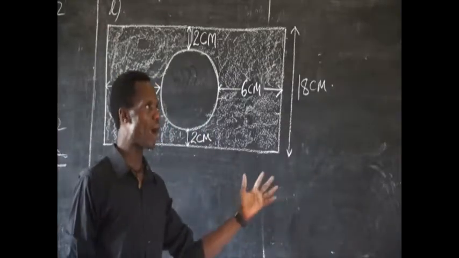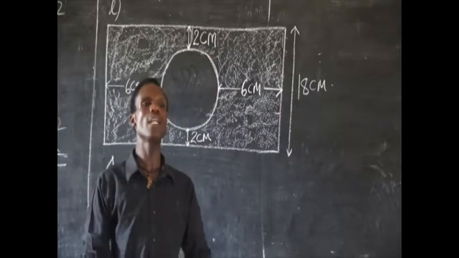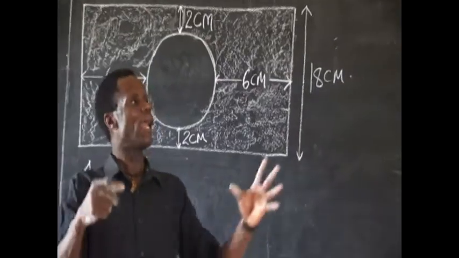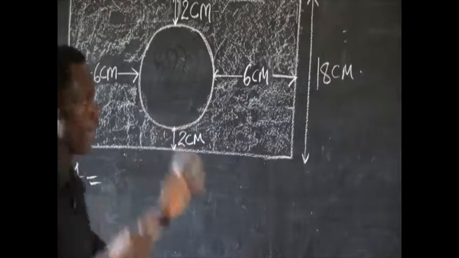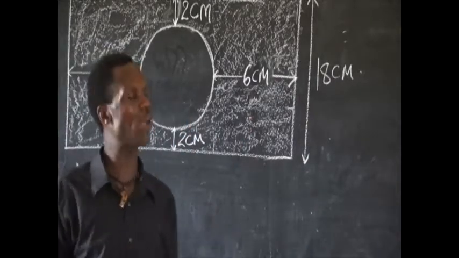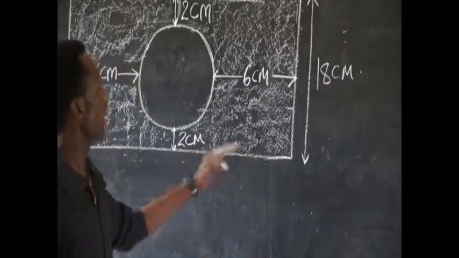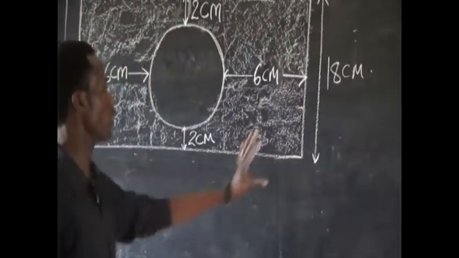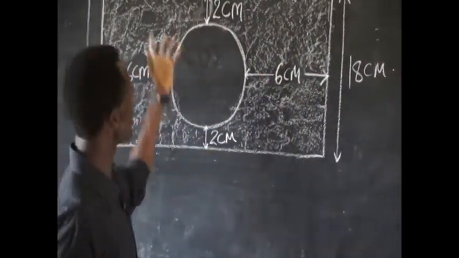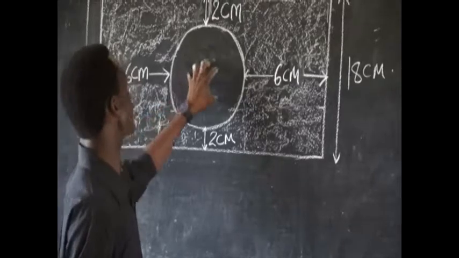Are you dealing with a circle? Are you dealing with a cylinder? Are you dealing with a rectangle? Are you dealing with a triangle? So you have to know what kind of shape you are dealing with. When you look here, the shape that we're dealing with is called the rectangle, and the shape that is within the rectangle is called the circle.